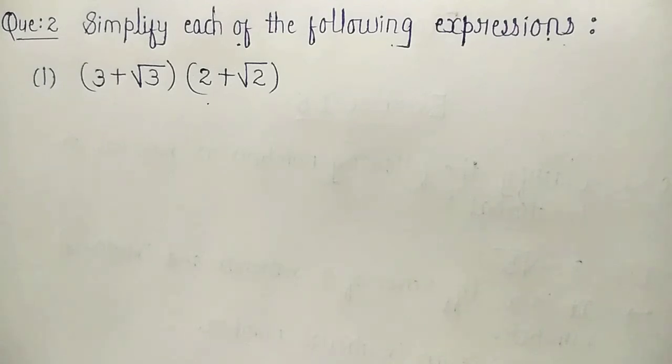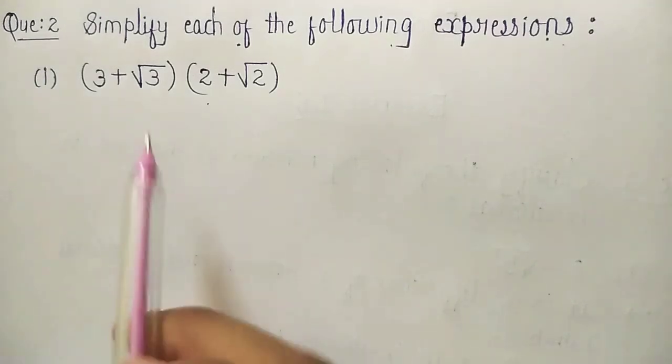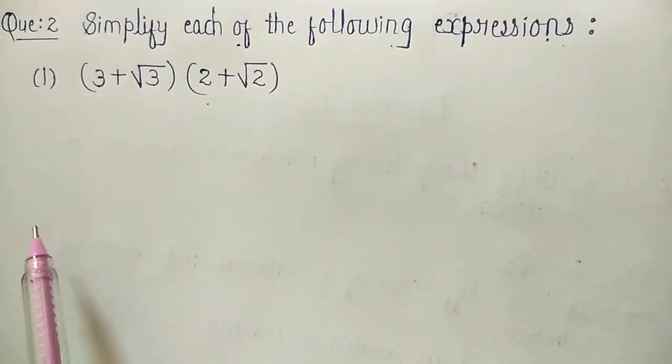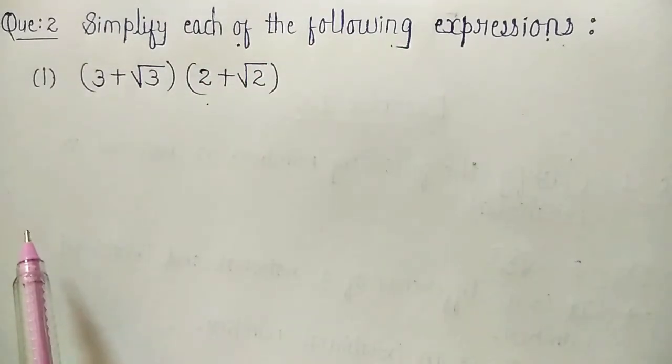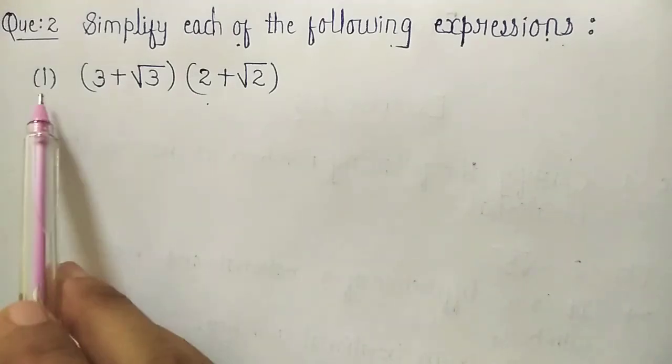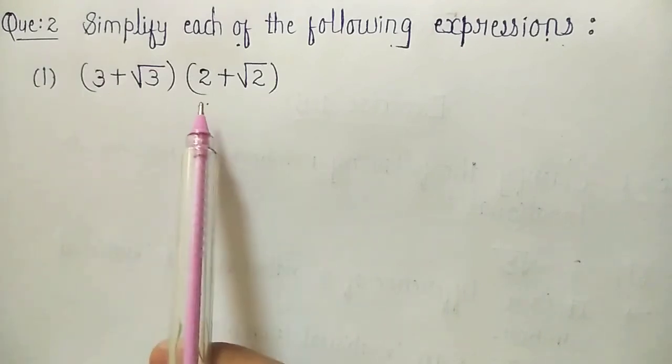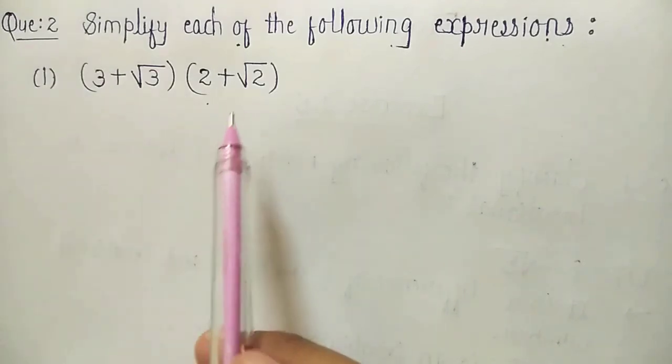Question number 2 of exercise 1.5. Simplify each of the following expressions. Students, in this question, we are given some expressions. We have to simplify them. First is, in the first bracket, 3 plus square root 3. In the second bracket, 2 plus square root 2.